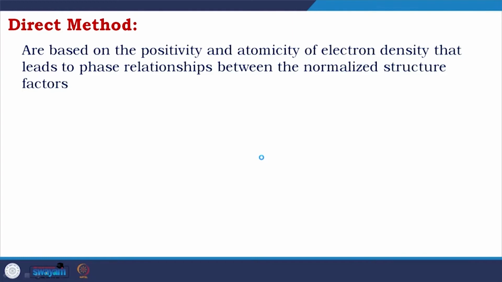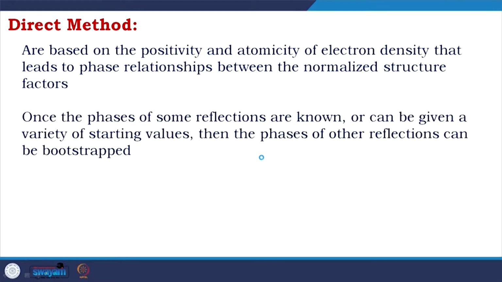Direct method we talked a lot. Just to summarize, they are based on positivity and atomicity of electron density that leads to phase relationships between the normalized structure factors. So, they try to extract data from the intensity which gives the amplitude, the structure factor, but from that intensity, that diffraction pattern, they want to get more information. Once the phases of some reflections are known, which are some reflections? Some reflections where the intensities are very high or can be given a variety of starting values, then the phases of other reflections can be bootstrapped.